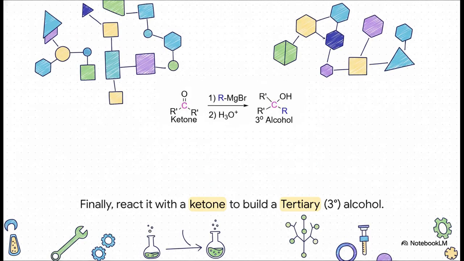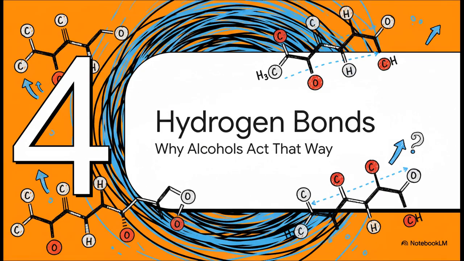And for the grand finale, take that Grignard reagent, react it with a ketone instead, and you've just built a tertiary alcohol. I mean, this is the power of synthetic chemistry right here. One single tool gives you precise, predictable control to build all three classes of alcohol. It's incredible.